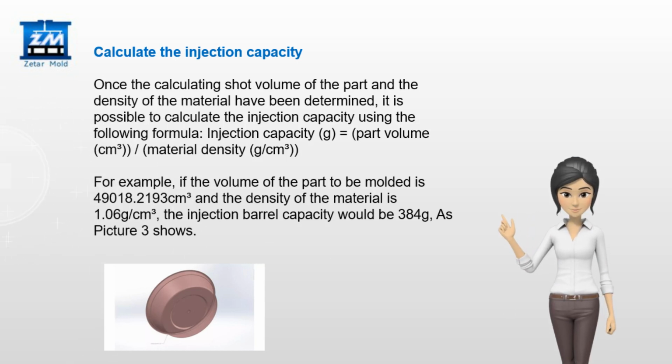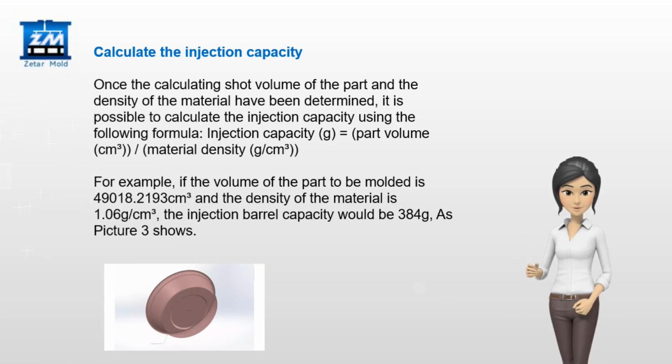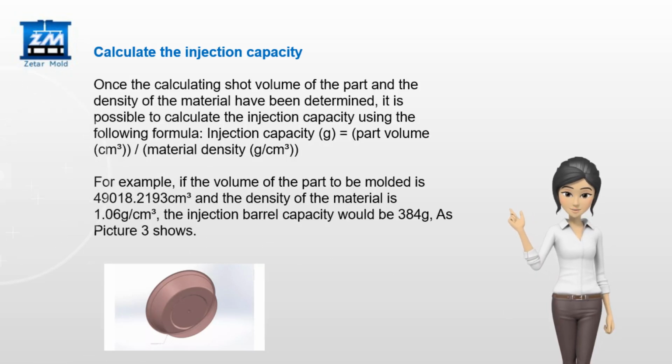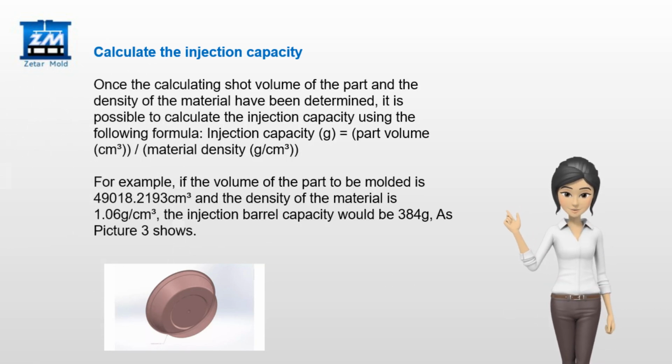For example, if the volume of the part to be molded is 49,018.2193 cubic centimeters and the density of the material is 1.06 g/cm³, the injection barrel capacity would be 384, as picture 3 shows.